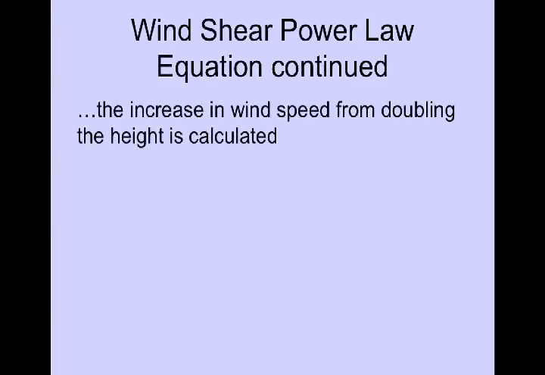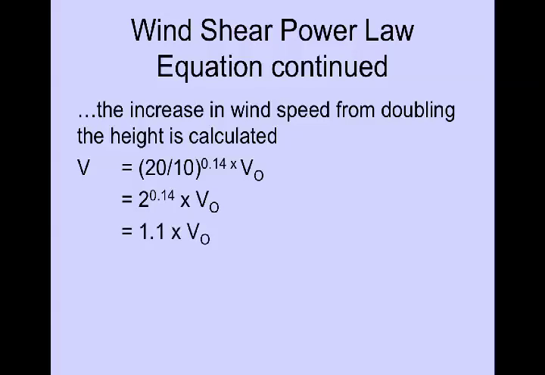So anytime I'm going to increase the wind speed from doubling the height, it's going to be calculated like this, right? So if my new height is 20 and my original height was 10, 10 divided by 20 is 2, raise that to 0.14 and multiply that times our original velocity, right? So if at 10 feet the wind is 10 miles an hour, then what's it going to be at 20 feet? Well, it turns out that we end up with a 10% increase in the wind speed.